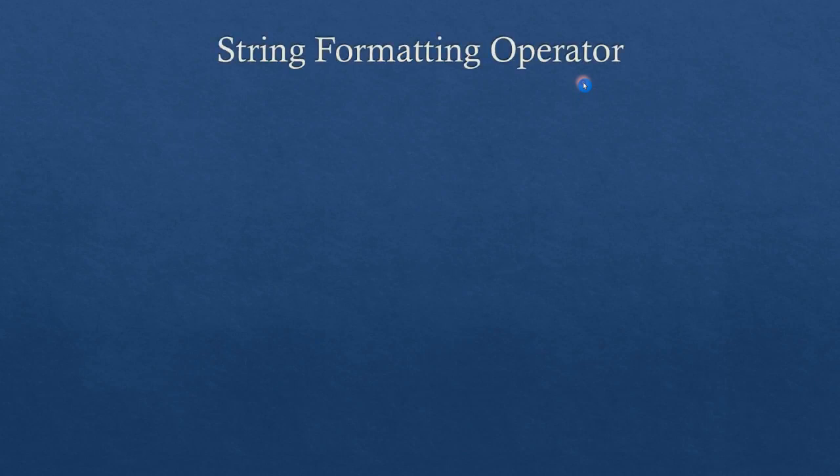Next, we are going to see the string formatting operator. For this we are going to use the percentage symbol. That is the string formatting operator. It is used to create and format strings. This operator is used to create a string with different types of values embedded in it. The value can be anything. Here we are not going to use only string values; we can use any type of data.